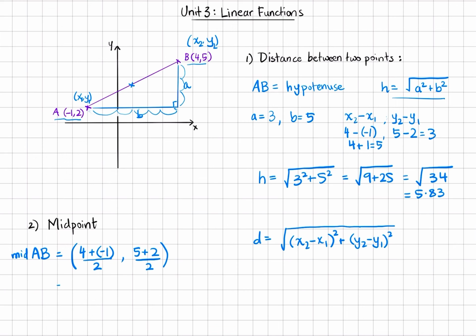Okay, so let's do that together. 4 plus -1, when a plus and a minus are next to each other, it becomes a minus. The minus is stronger than the plus. Okay, so it's 4 minus 1, and 4 minus 1 is 3. So 3 over 2, and then 5 plus 2 is 7, divided by 2, 7 over 2, and that's my new coordinate. I could write it in decimal form, that's fine also. So it's 1.5 and 3.5.